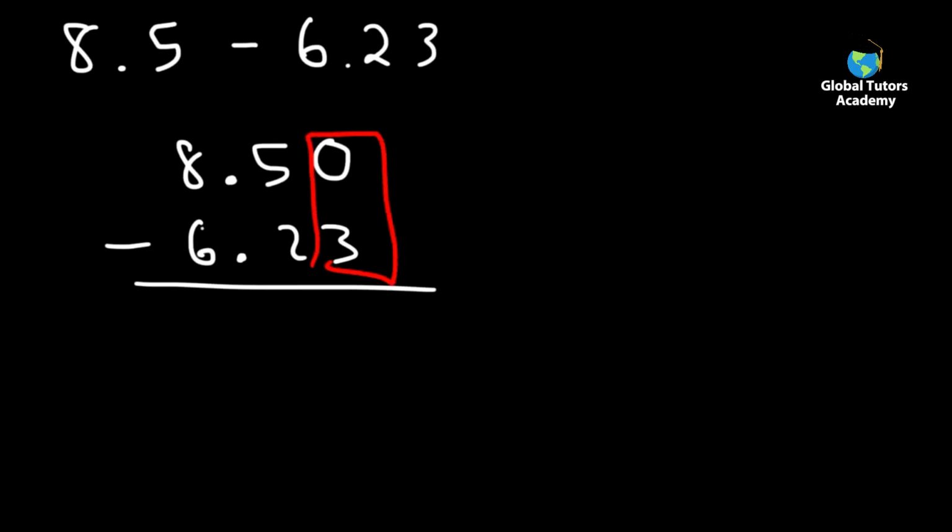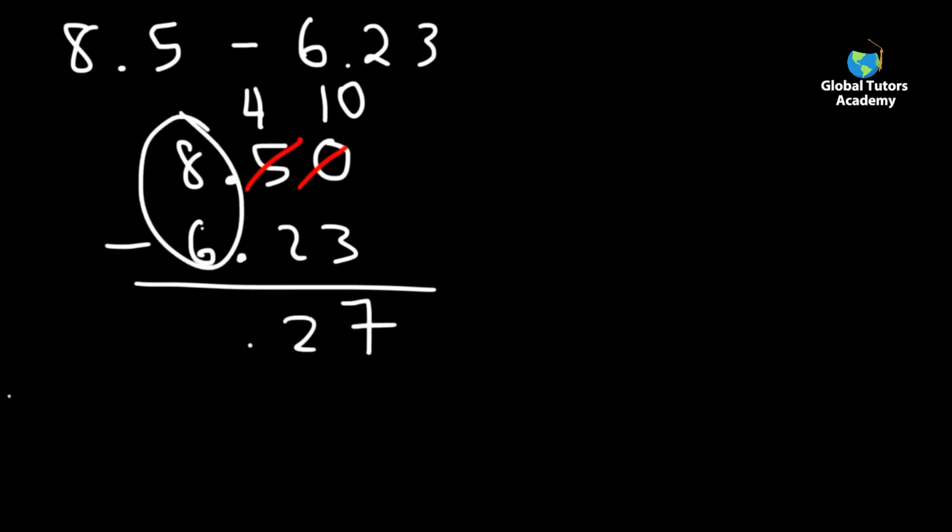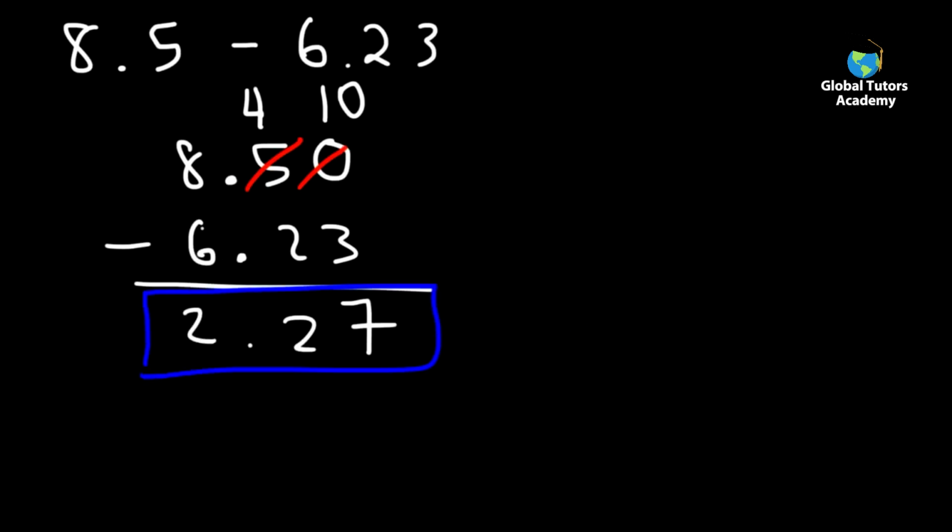Now, what is 0 minus 3? 0 minus 3 is a negative number, so we're going to have to borrow a 1 from the 5. So the 5 becomes a 4, and the 0 becomes a 10. So now we have 10 minus 3, which is 7. And then it's 4 minus 2, which is 2. And finally, 8 minus 6 is 2. So the final answer for this example is 2.27.